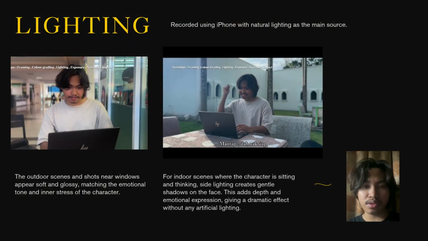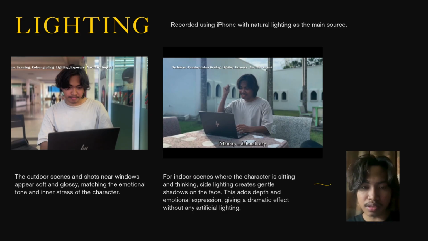The next one we use is lighting. The lighting we use in the video is a type of natural lighting. Since the video was recorded using an iPhone, most scenes rely on available natural light, especially outdoors or near a window. This created a soft, realistic look that fits well with the slice of life or emotional tone.